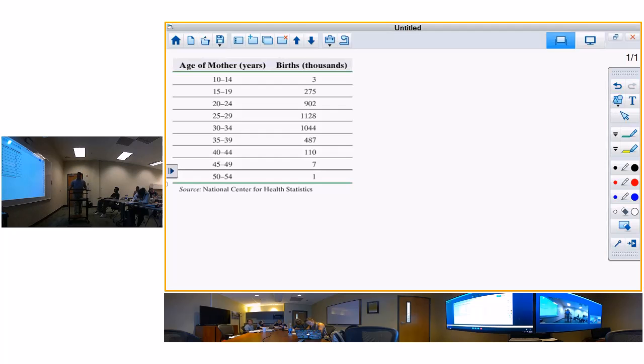Now, the first thing I'll ask you to do on a test, if this was on a test, is I'd tell you to find the relative frequency. Last class, the relative frequency is the head count over the total. So the first thing you have to do is find the total. So what are you going to do? You're going to add up the whole right side.